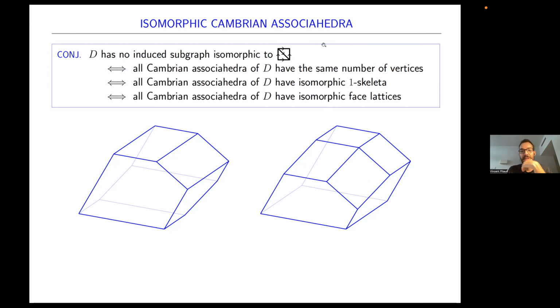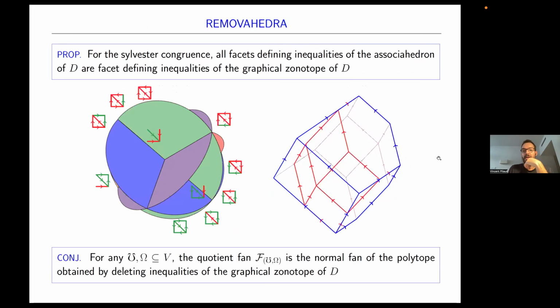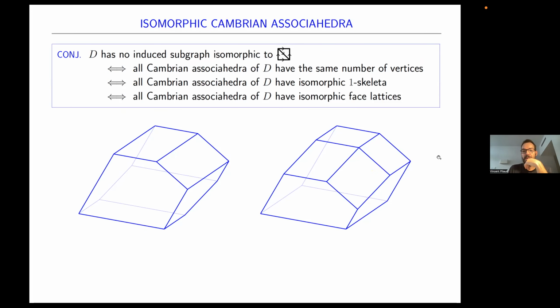So this is an example where it's not the case. You see that these two polytopes don't have the same combinatorics. Actually, the one on the left is simple, while the one on the right is not simple. And the reason is because I drew it for that picture. So this one is the one which really fails.